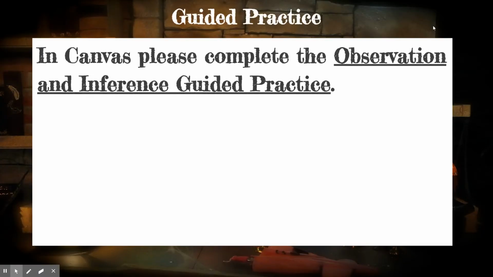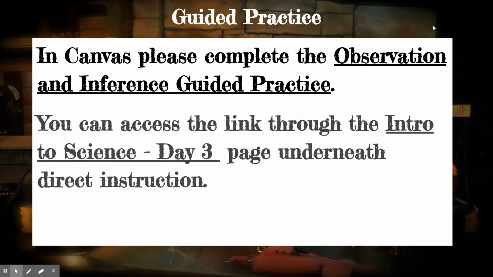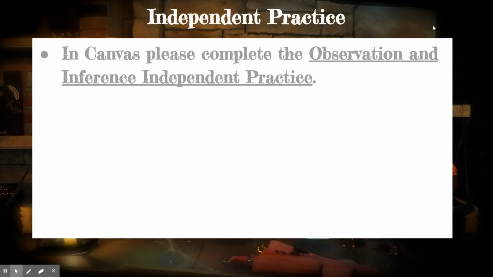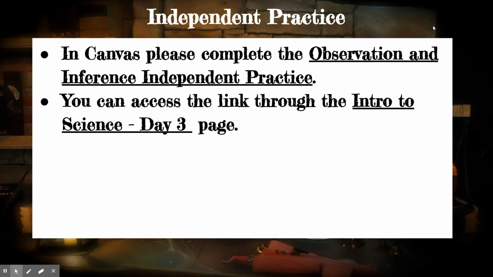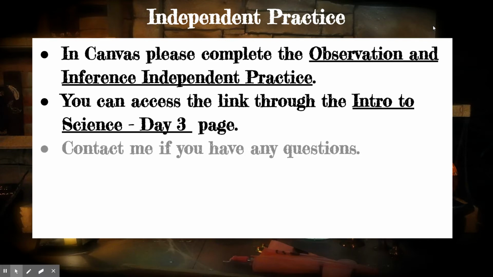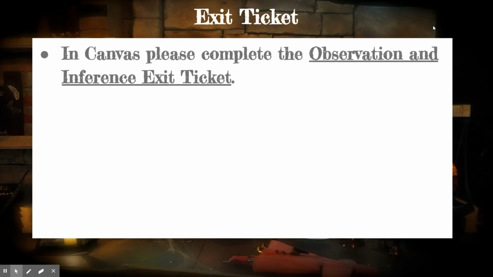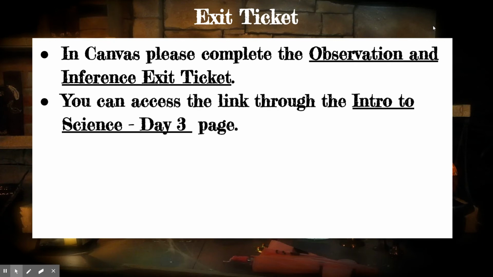Okay, so the guided practice for this, a lot of you have done it already. If you have not, in Canvas, please complete the observation and inference guided practice. You can access it through the Intro to Science Day 3 page. And then after that, do the independent practice for observations and inferencing. Again, access it through the day 3 page. If you need help, please contact me if you have any questions. You also need to complete the exit ticket for observation and inferences. And again, it's on day 3 in your Intro to Science module.